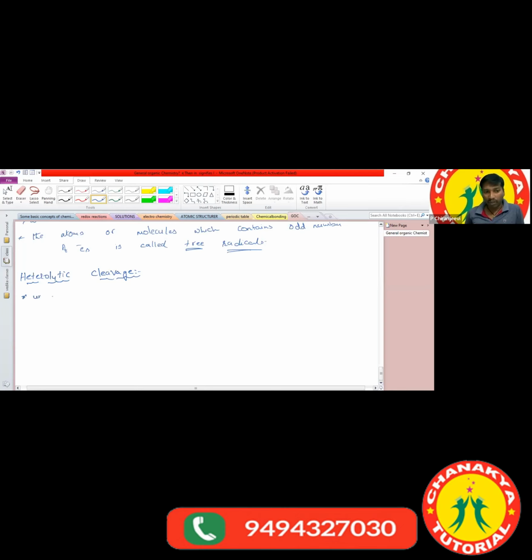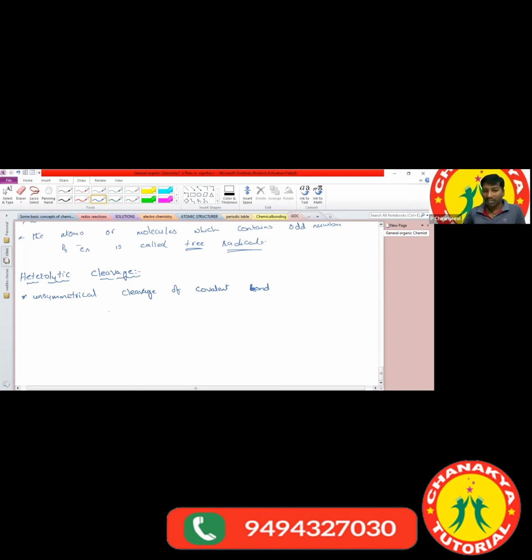Unsymmetrical cleavage of a covalent bond is called heterolytic cleavage. So what is heterolytic cleavage? Heterolytic cleavage is nothing but unsymmetrical cleavage of a covalent bond.